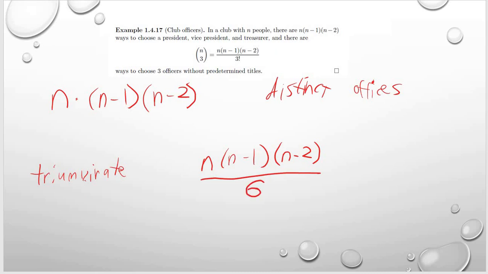But now that they're all equal, they're just leaders, we want to divide by our overcounting, because having A, B, C be president, vice president, and treasurer is different from having A, B, and C just be leaders. If we have only leaders, a triumvirate, then we would need to divide by 6, which is what? n factorial over n minus 3 factorial.